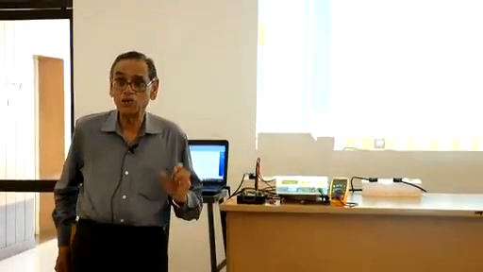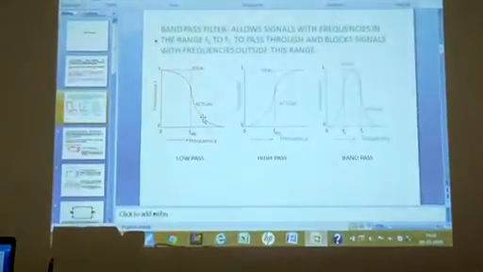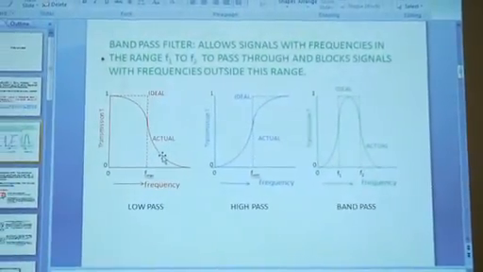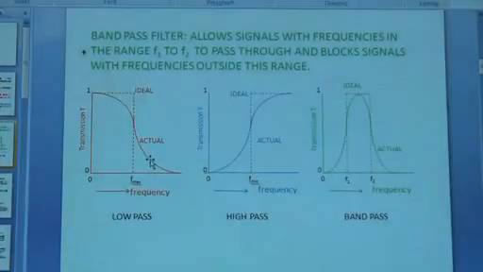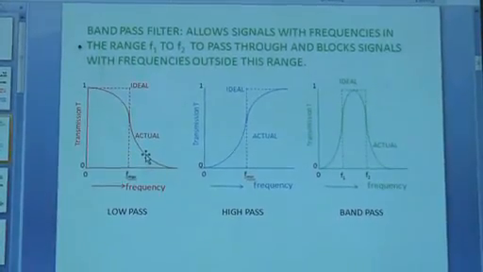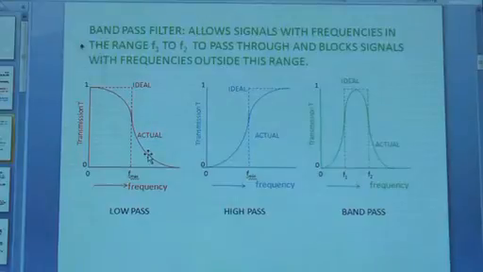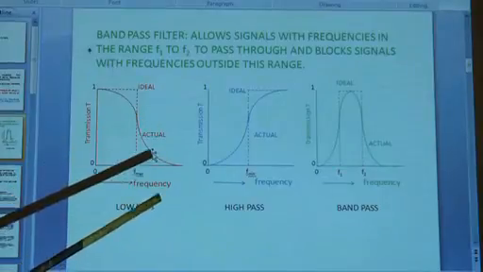A band pass filter is one which allows signals between a range of frequencies F1 to F2 to pass through and blocks frequencies outside this range. The figures show the transmission coefficient as a function of frequency for low pass, high pass and band pass.